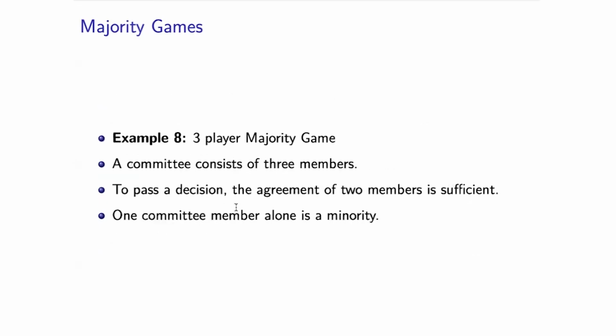Okay, so let's take a look at a simple example to make sure that we have understood this concept. So imagine that you have a 3-player majority game. Basically this game consists of a committee which has 3 members. To approve a decision, agreement of 2 members is sufficient. However, if you have only 1 member in favor of the decision, this is a minority, and therefore the decision is not passed.